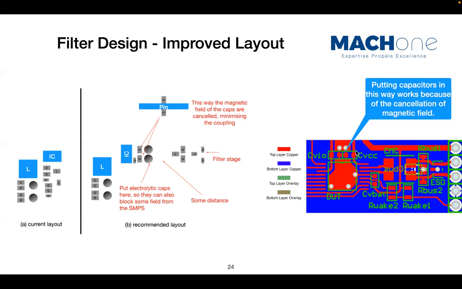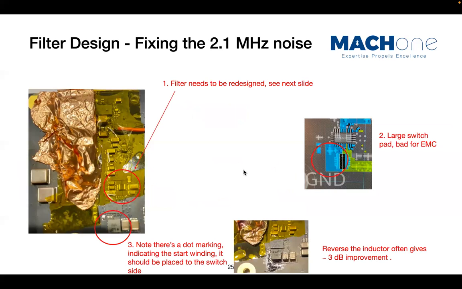Okay, so here is another example. I think I got this from some data sheets. They use the same trick, having two capacitors head to head, which provides the field cancellation. Okay, then that's on the 1.8 megahertz noise side.